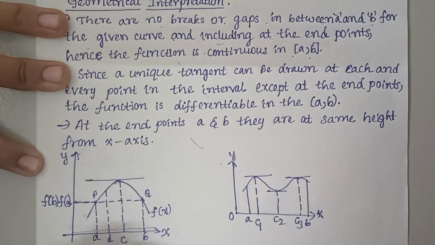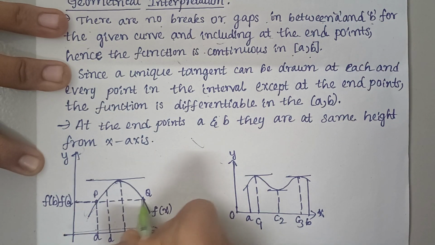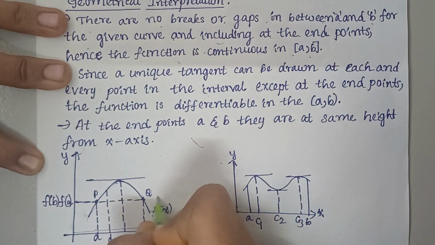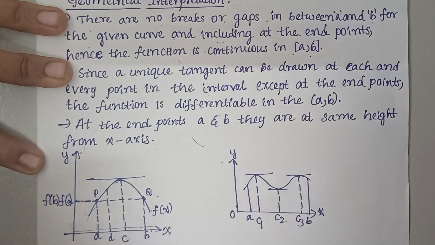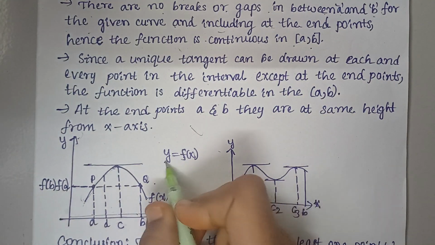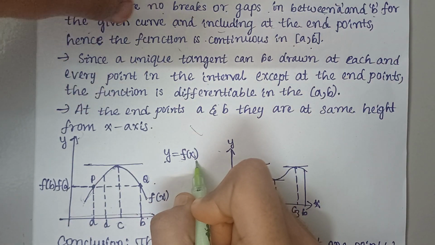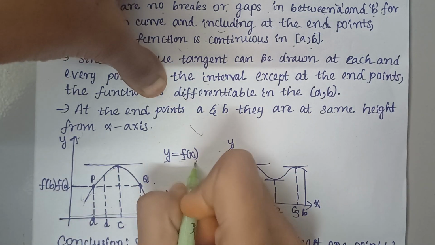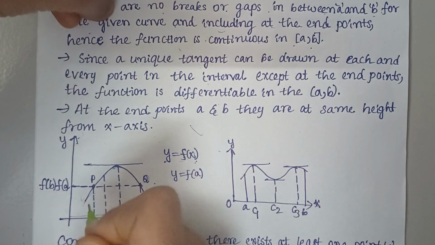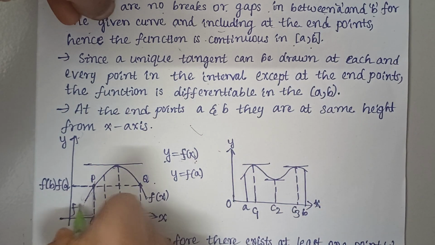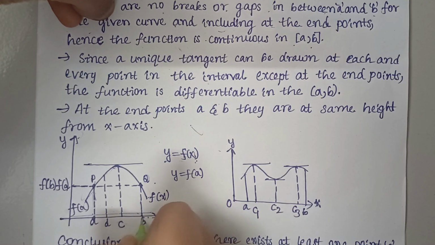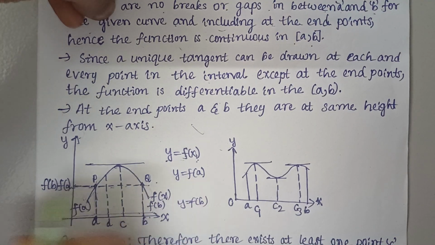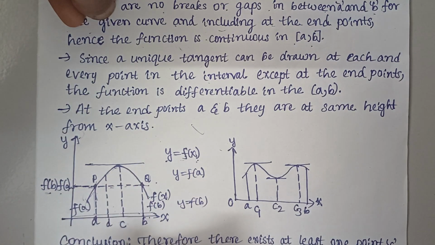Let us suppose a and b to be the endpoints of this function, and let us suppose this as a point p and this as a point q. Now if we suppose that y is equal to f of x is the function, then at this point a, that is x is equal to a, y is equal to f of a, that means this height is nothing but f of a. And similarly at this point b, y is equal to f of b, that means this height is equal to f of b.